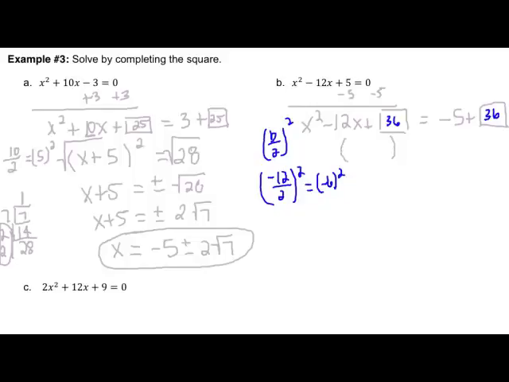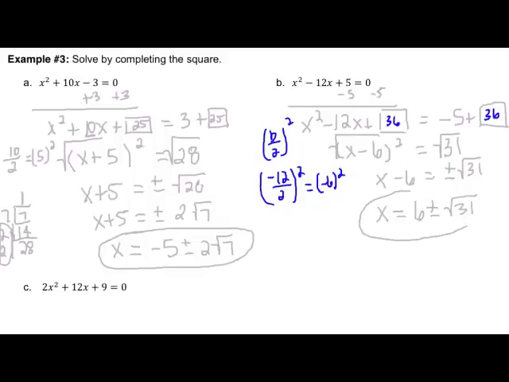So then from here, we can write this as a binomial squared. So we have x minus 6 quantity squared equals negative 5 plus 36 is 31. Now to get rid of our square, we can take the square root of both sides. So that gives us x minus 6 equals plus or minus the square root of 31. 31 is prime, so if we set up our birthday cake, we wouldn't get any pairs. So we can leave that as is. So lastly, we're going to add 6 to both sides. So x equals 6 plus or minus the square root of 31. And that is our final answer.